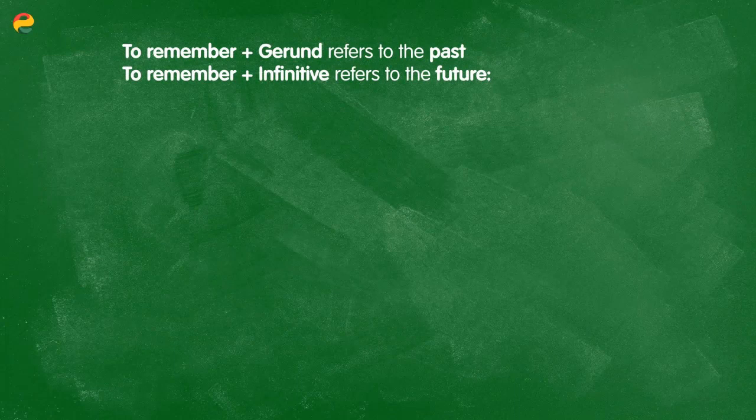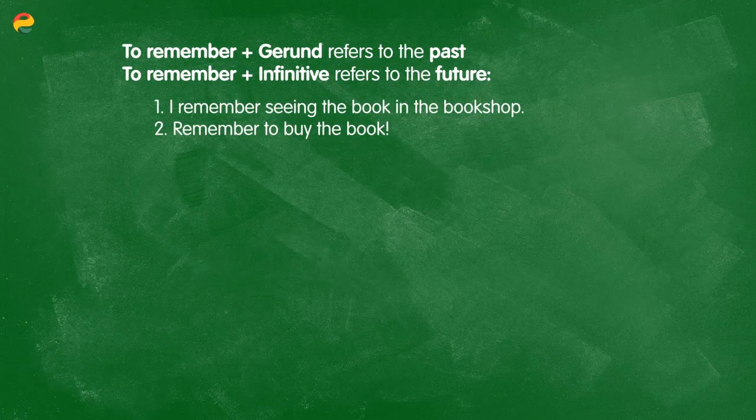Now, if we move on to talking about the verb to remember, as well as its antonym, to forget, to remember with the gerund refers to the past, or speaking about an event generally, and to remember with the infinitive refers to the future or about the task itself, even if it's in the past. Like in the examples, I remember seeing the book in the bookstore. Here, I remember seeing it.